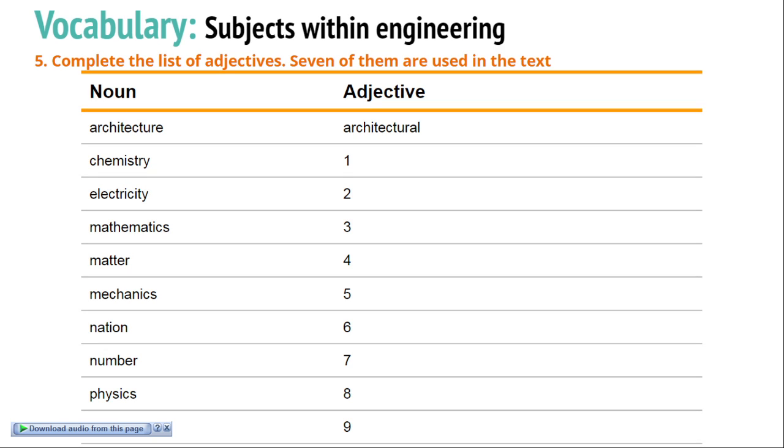Complete the list of adjectives. 7 of them are used in the text. Architecture, architectural. Chemistry, chemical.